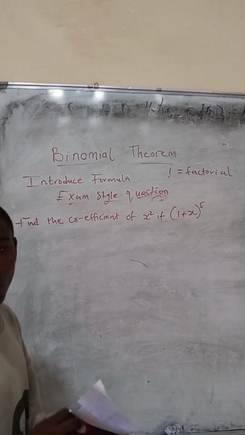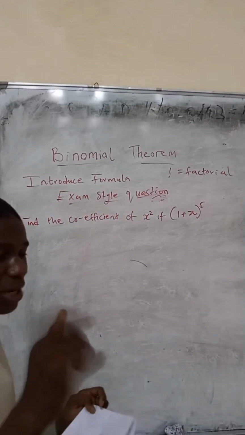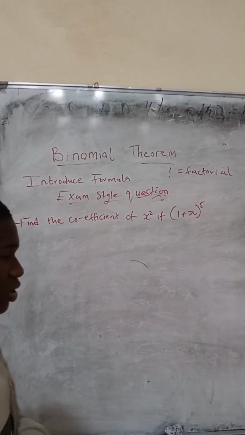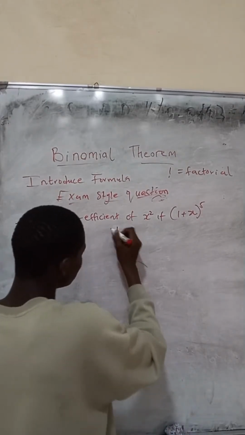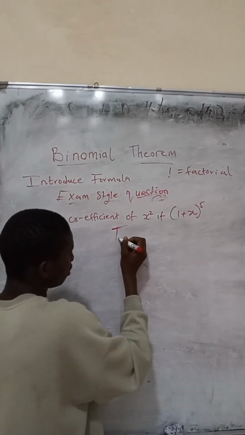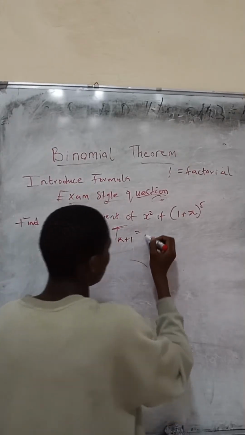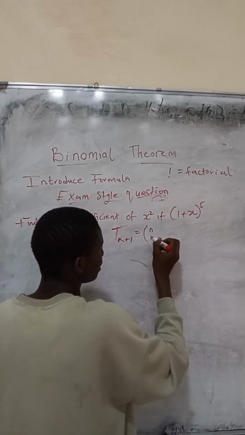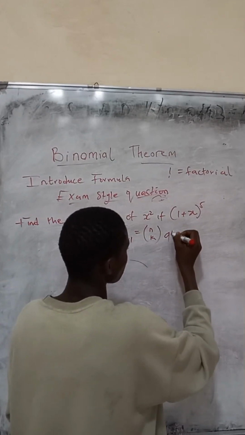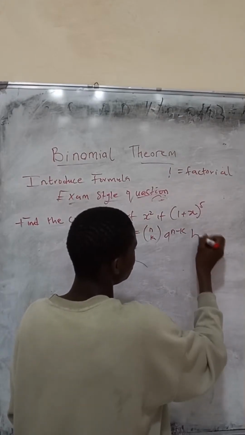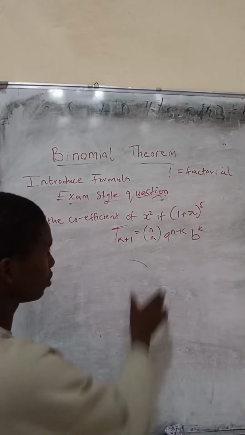Like I said, anytime you're solving for this, most of the things you are solving, you will be applying that formula. Let us remind ourselves of the formula. I want you to learn the formula for today's class. It is T sub k plus 1 is equal to n choose k, a to the n minus k, b to the k. That's just it. So that's the formula.